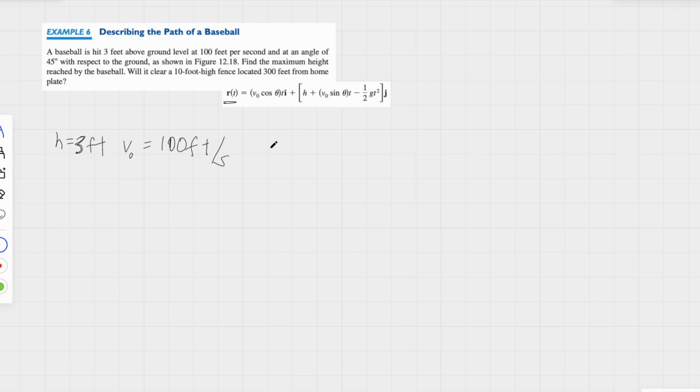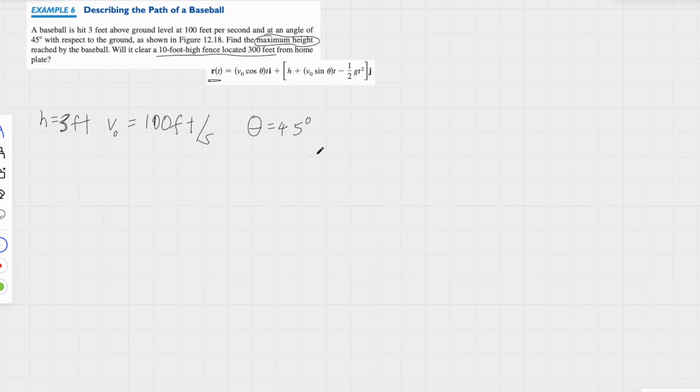At an angle of 45 degrees, so theta will equal 45 degrees with respect to the ground, as shown in figure 12.8. We can just draw the figure. So find the maximum height reached by the baseball, and will it clear a 10-foot high fence located 300 feet from home plate? This question is actually asking for two parts: the maximum height here, and will it clear a 10-foot high fence 300 feet away?